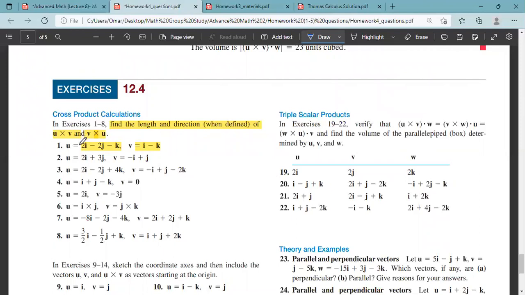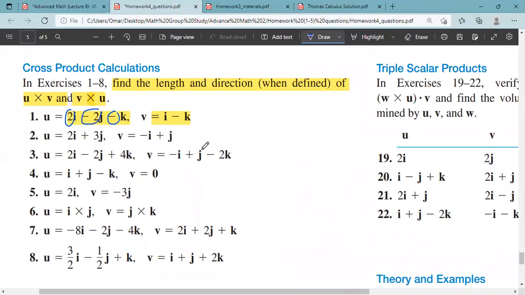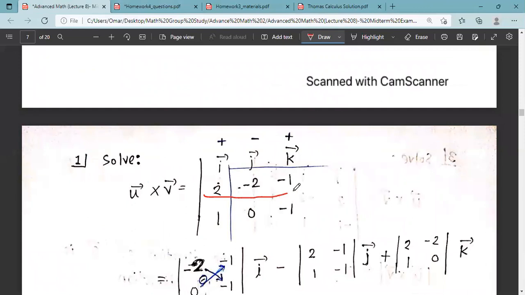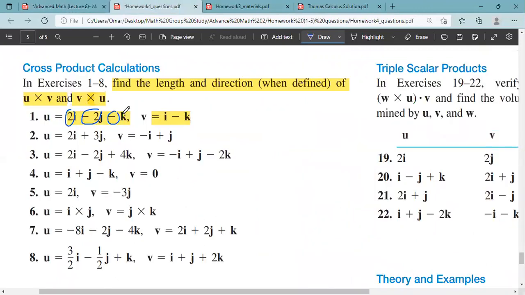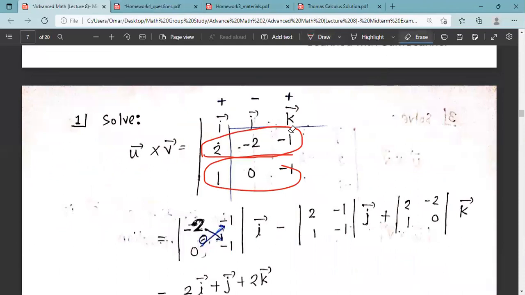Here the coefficient of i is 2, here is minus 2, and here is minus 1. So we just take the coefficients here: 2, minus 2, minus 1, and then the coefficients of v, which are 1, 0 and minus 1. Then we try to expand along i, j, and k.